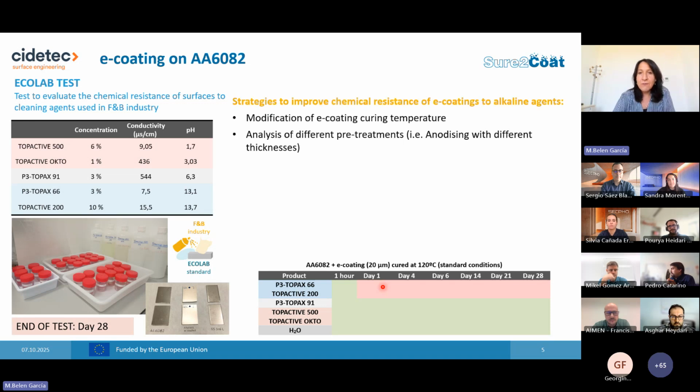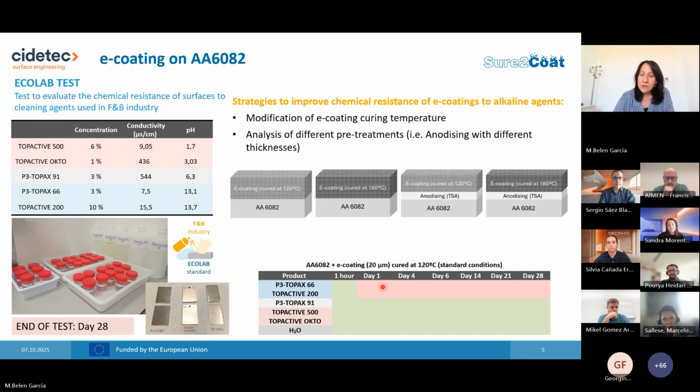So we have been working on different strategies to try to increase this resistance to alkaline products. For example, by modifying the e-coating curing temperature, or by analyzing different pre-treatment steps before the e-coating. Like, for example, applying an anodizing coating before the e-coating. So here is the summary of some of the strategies we have used.